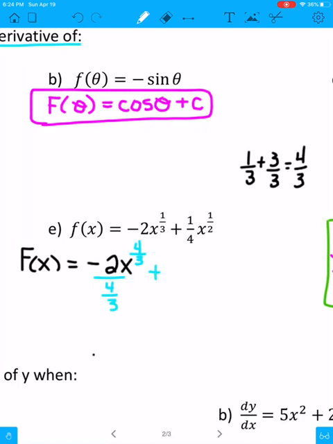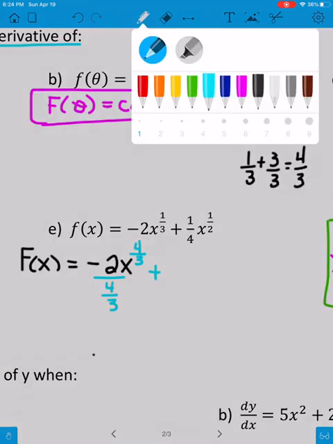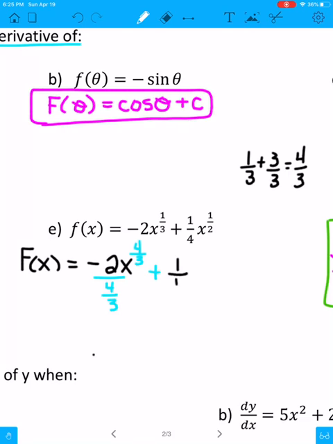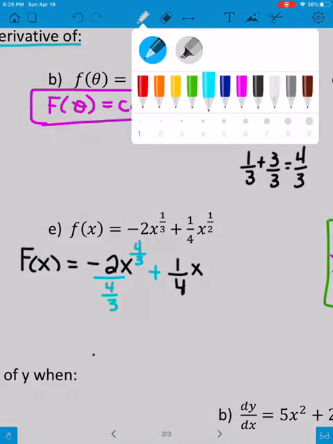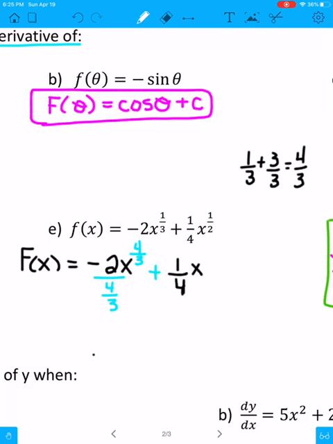Then I get plus 1/4 x. And I have to change my exponent because I have to add 1 to it. So I'm going to go a half plus 1, so plus 2 over 2. And I get 3 over 2. So that's my new exponent. And then I'm going to divide by it. And then I have to put a plus c at the back.